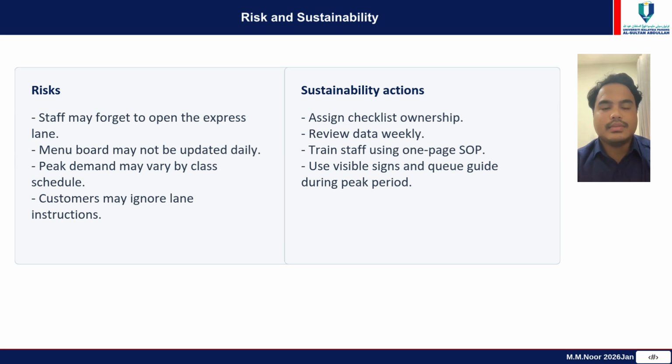Risk and sustainability. There are several risks that may affect sustainability. Staff may forget to open the express lane. The menu board may not be updated. Demand may change according to class schedules, and customers may ignore lane instructions. To sustain the improvement, the cafeteria should assign checklist ownership, review data weekly, train staff, and use clear visible signs.